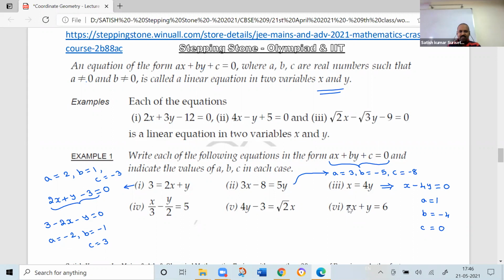Now here, either you can take LCM and simplify or directly also you can write. So instead of writing the coefficients directly, let us simplify and arrange in this form. Now when you want to simplify, you have to take LCM. The LCM is 6. So the numerator will be what? 2x minus 3y equal to how much? When I cross multiply, equal to 30. Now bring to the left side. 2x minus 3y minus 30 equal to 0.